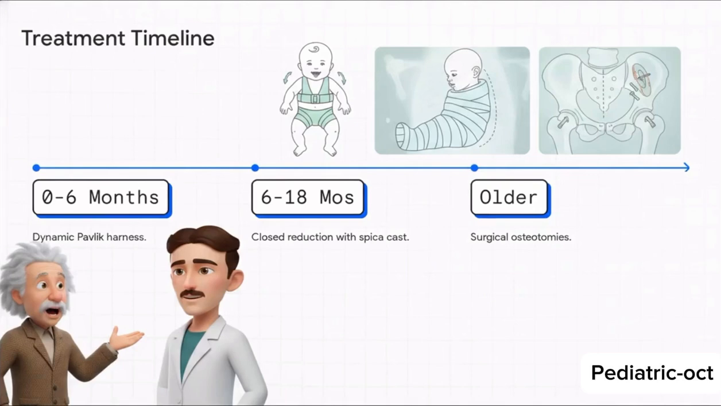The rule of thumb here: early intervention is drastically less invasive and incredibly effective. From 0 to 6 months, we rely on the dynamic Pavlik harness. From 6 to 18 months, we step things up to a closed reduction under anesthesia, followed by a spica cast. And for children diagnosed even later, or where earlier treatments just didn't work, we must resort to highly invasive surgical osteotomies to physically reconstruct the bone geometry.